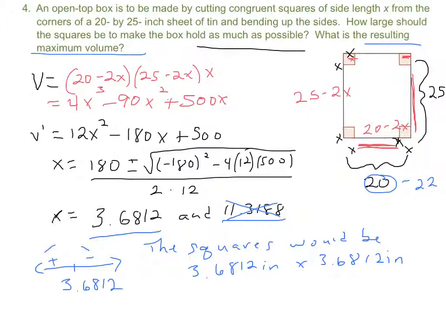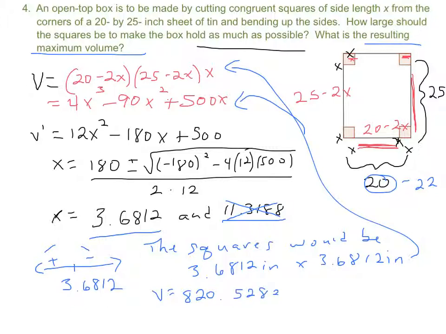We're going to plug in the value of x into either one of these. It's probably easier to plug it into the one where we've already multiplied it out. It doesn't matter either way. When you do that, you're going to end up having a volume of 820.5282 inches cubed. Don't forget your units. I think on a previous example from yesterday, I left units off. Just make sure that you always include your units in these problems.